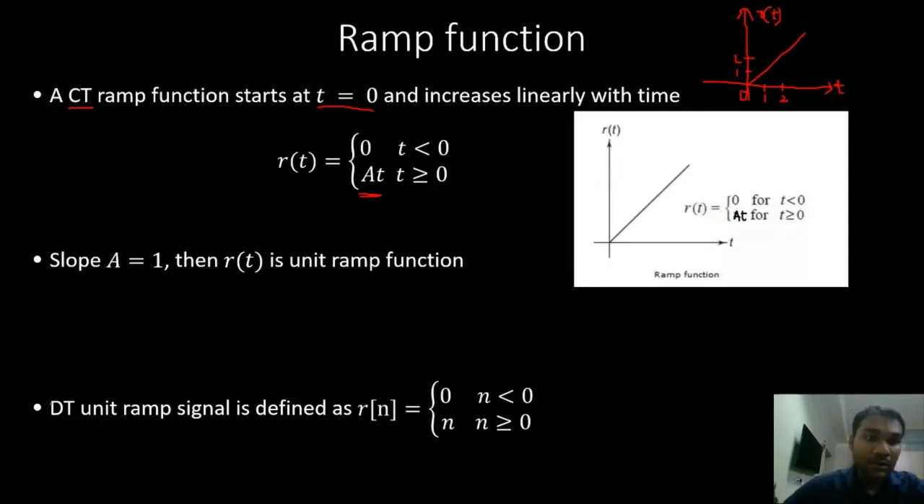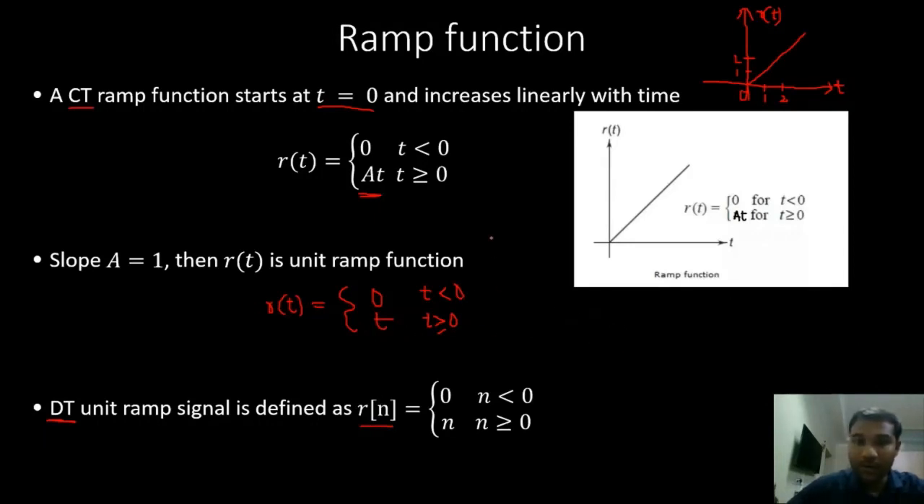Now similarly, we'll see the discrete time unit ramp signal. So the continuous time unit ramp signal r of t, how is it defined? It is defined as 0 for t less than 0, and t for t greater than or equal to 0. When you come to the discrete time unit ramp signal, we denote it with r of n. It is 0 for n less than 0 and n for n greater than or equal to 0.